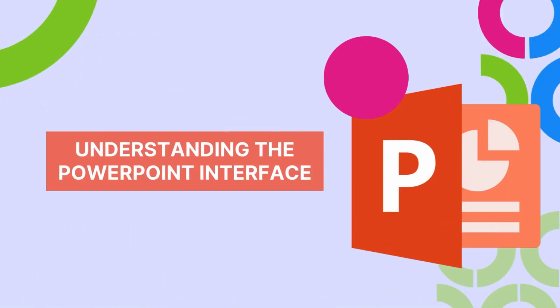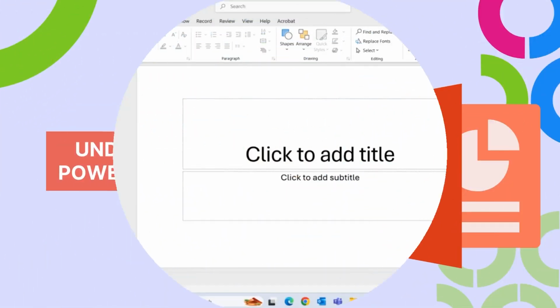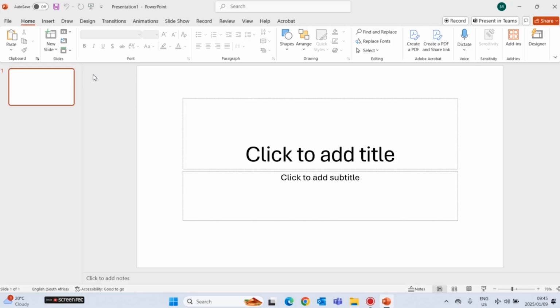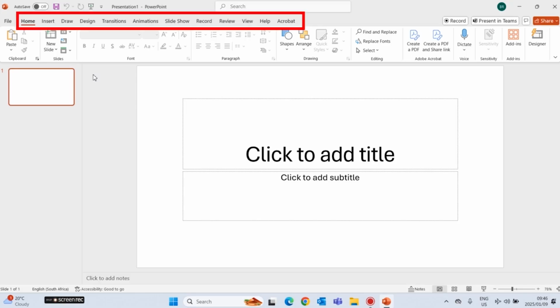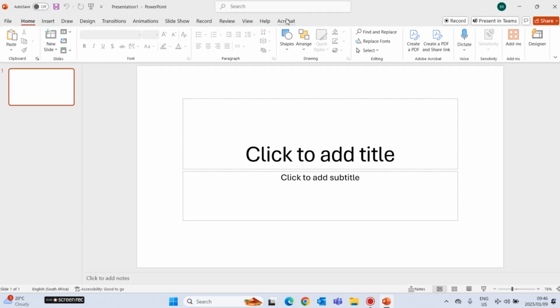Understanding the PowerPoint interface. Let's familiarize ourselves with the main parts of the PowerPoint interface. The ribbon, located at the top of the window, contains tabs like Home, Insert, Design, Transitions, Animations, Slideshow, Review, and View. Each tab has groups of related tools.